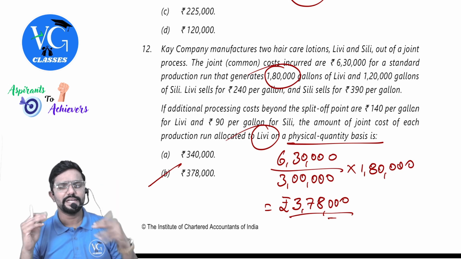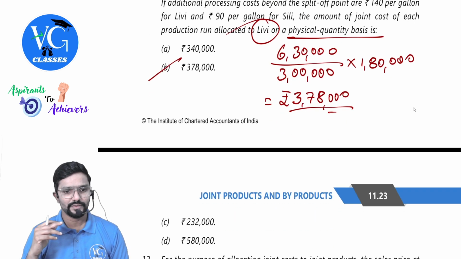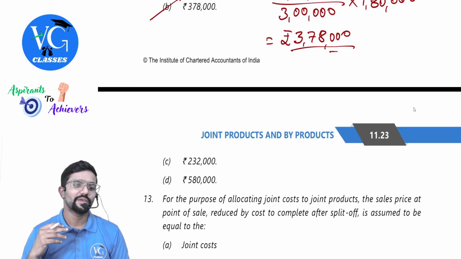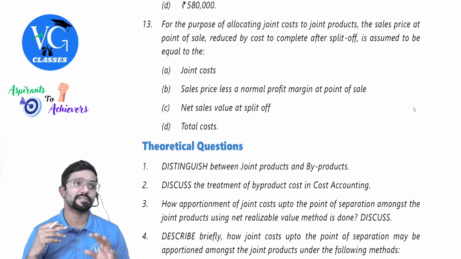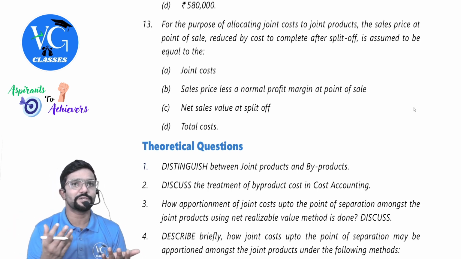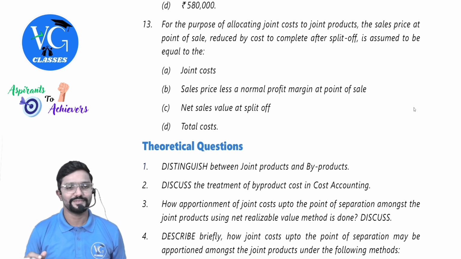That is 6,30,000 divided by 3 lakh into 120, which gives 2 lakh 52 thousand, 32 thousand. But sometimes they may keep that also as an option, guys. Please be careful, because when a student commits a mistake and it is there in the options, you will feel confident: yes, what I have done is correct.